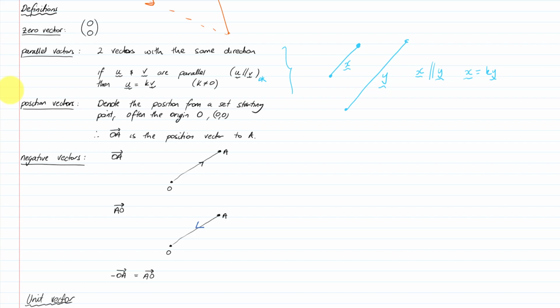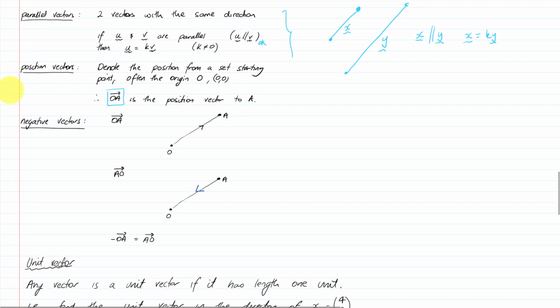And that works. Position vectors, so we've talked about these already, but OA represents a vector that goes from O to A, so it's called a position vector. We've dealt with negative vectors as well, so OA is from O to A, AO is from A to O. They're exactly the same vector but in opposite directions. So that means that negative OA is equal to AO. And you can flip those position vector values around to get that.